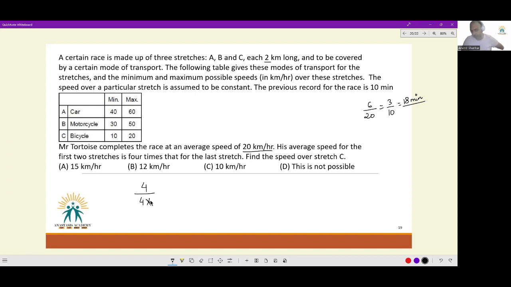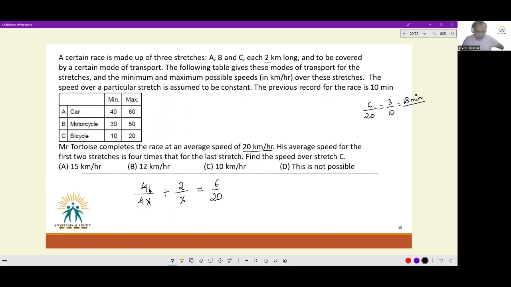The first stretch was traveled at the rate of 4x, plus the last stretch of 2 kilometers was traveled at the rate of x. And this should give us the total time. Total time is given to us as 6 by 20, or 18 minutes. This is all that we have to solve.